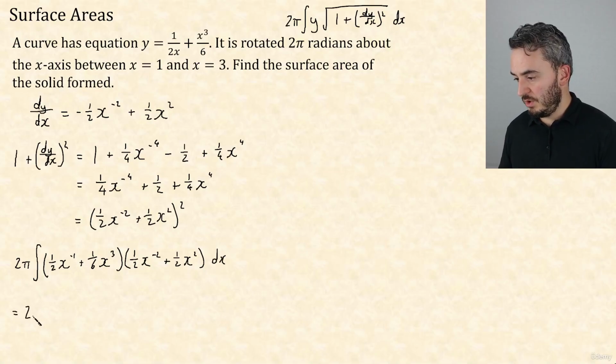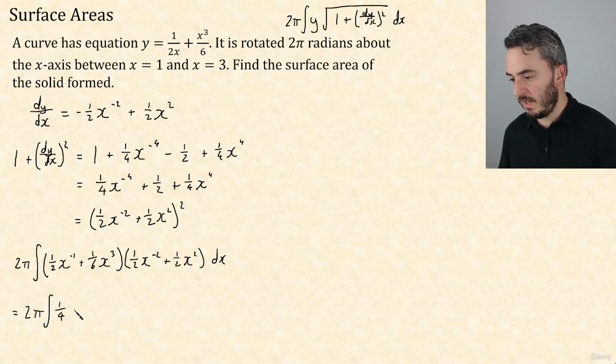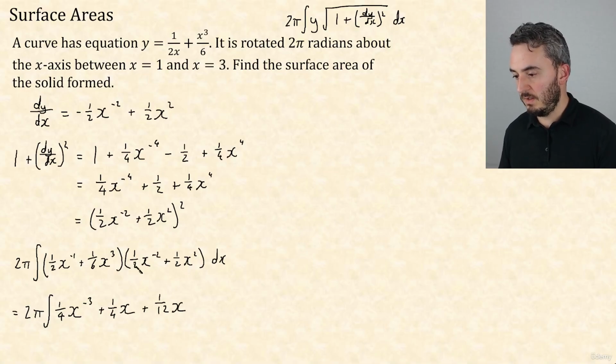What do we get then? 2 pi times the integral of, well, let's expand this. So that's 1/4 and the powers x to the minus 3. This times this, that's plus 1/4. Add the powers and it's x to the power of 1. Here we get plus 1/12, add the powers, and that's just x. This one and this one, that's 1/12. Add the powers, we get x to the 5.